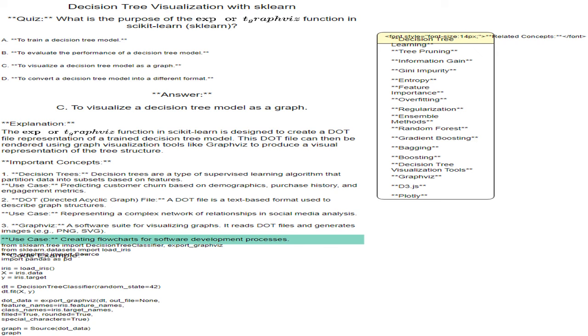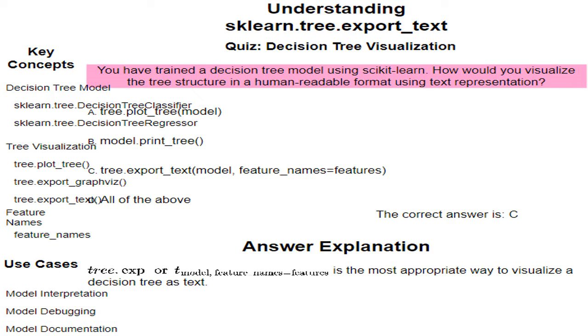False. While the export_graphviz function does generate a dot file, a different format, its primary goal is visualization, not general model format conversion. The export_graphviz function in scikit-learn is designed to create a dot file representation of a trained decision tree model, which can be rendered with GraphViz. C. To visualize a decision tree model as a graph.